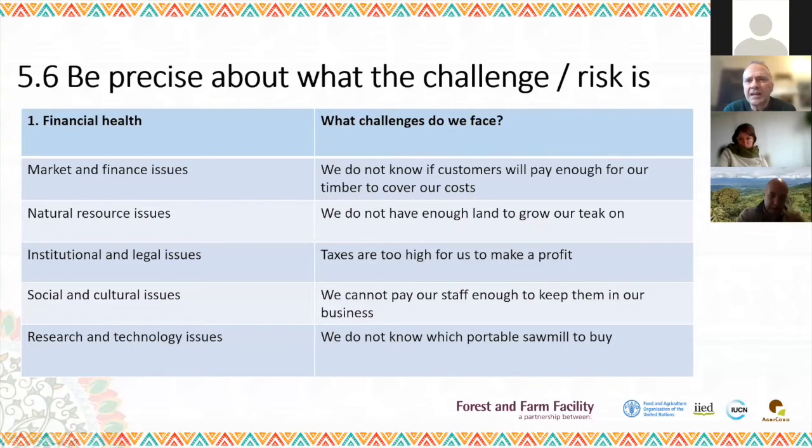We don't have enough land to grow our teak on. There might be legal or institutional issues that are affecting our financial health. Maybe the taxes are too high for us to make a profit. There might be social and cultural issues affecting our financial health. We can't afford to pay our staff enough to keep them in our business. They keep going off and working for other businesses. And finally, there might be research and technology issues that are affecting our financial health. So we don't know which portable sawmill to buy to improve our profitability.